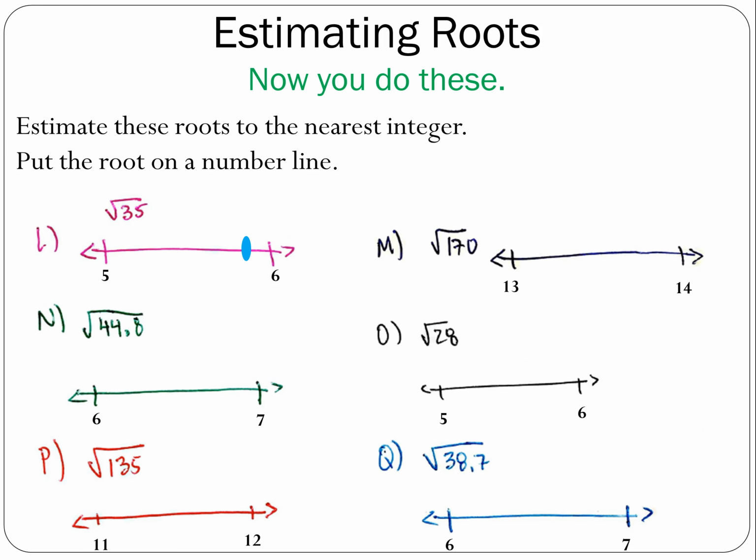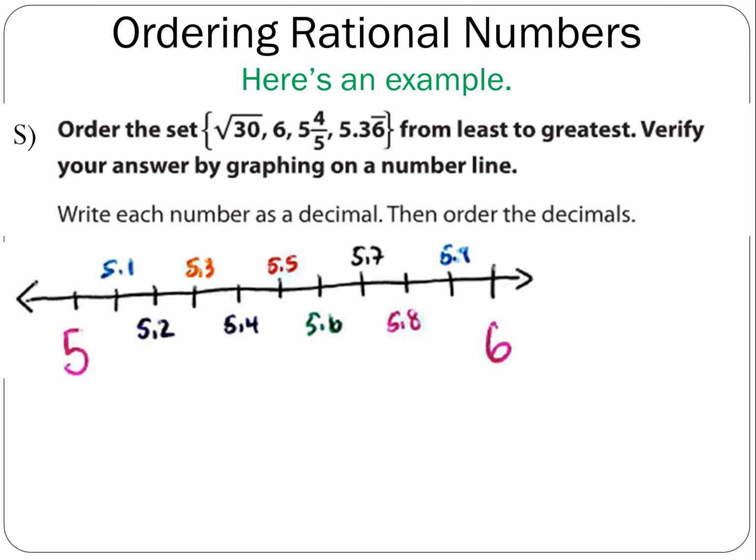And we're back. Okay, so I'm going to take this to the next level, for example S, and I'm going to order these rational numbers. So it gives me a set of all of these different kinds of rational numbers, and really, they're all different. I guess you could argue that 6 and 5.36 repeating are both decimal numbers in standard form, and that's fine, but I have a square root and I got a number with a fraction, a mixed number.